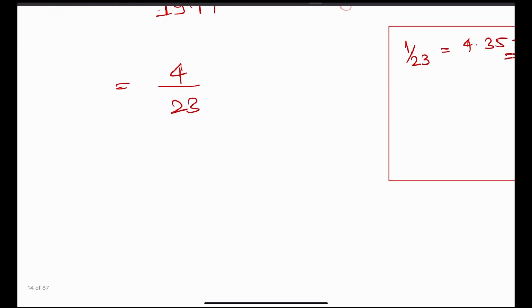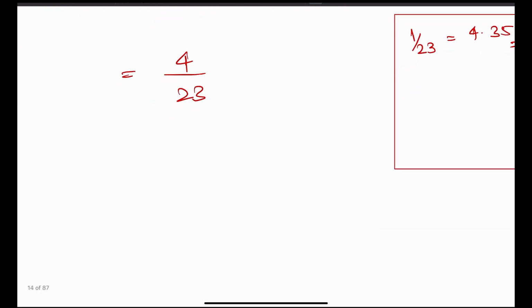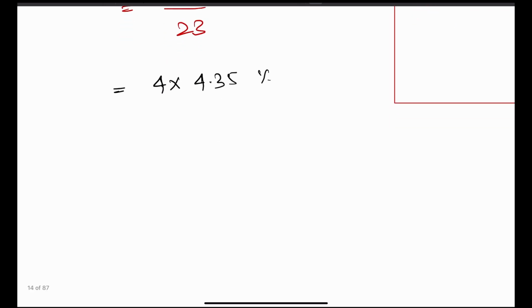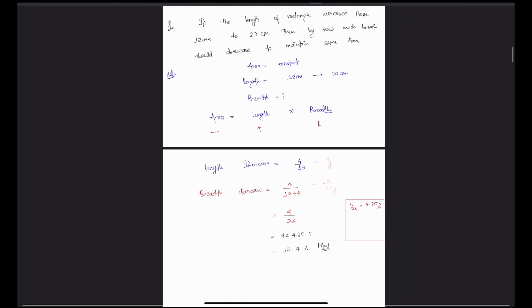So 4 into 4.35% will be how much? 35 into 4 is 140, 4 into 4 is 16, so 17.4 is the answer over here. So it's easy, this question is also done.